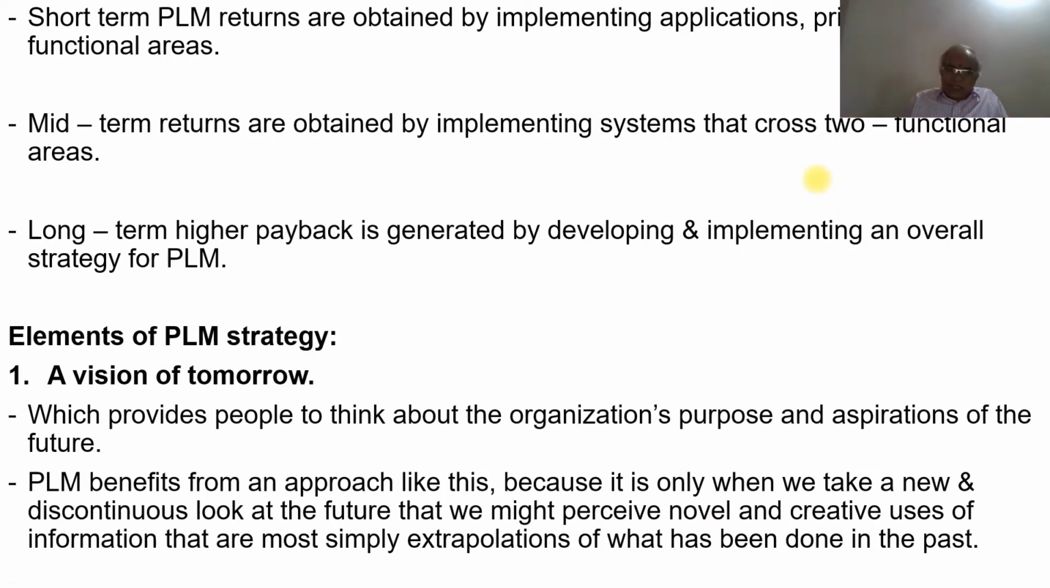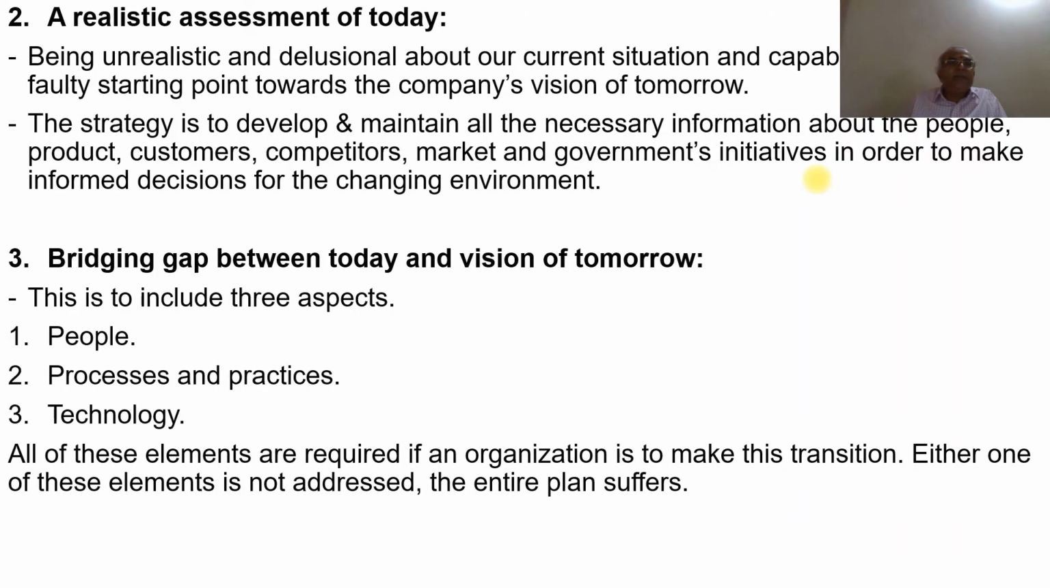Elements of PLM strategy. Number 1, a vision of tomorrow. That means what you want to do for tomorrow, which provides people a way to think about the organization's purpose and aspirations for the future. Then PLM benefits from an approach like this, because it is only when we take a new and discontinuous look at the future that we might perceive novel and creative uses of information that are more than simply extrapolations of what has been done in the past.